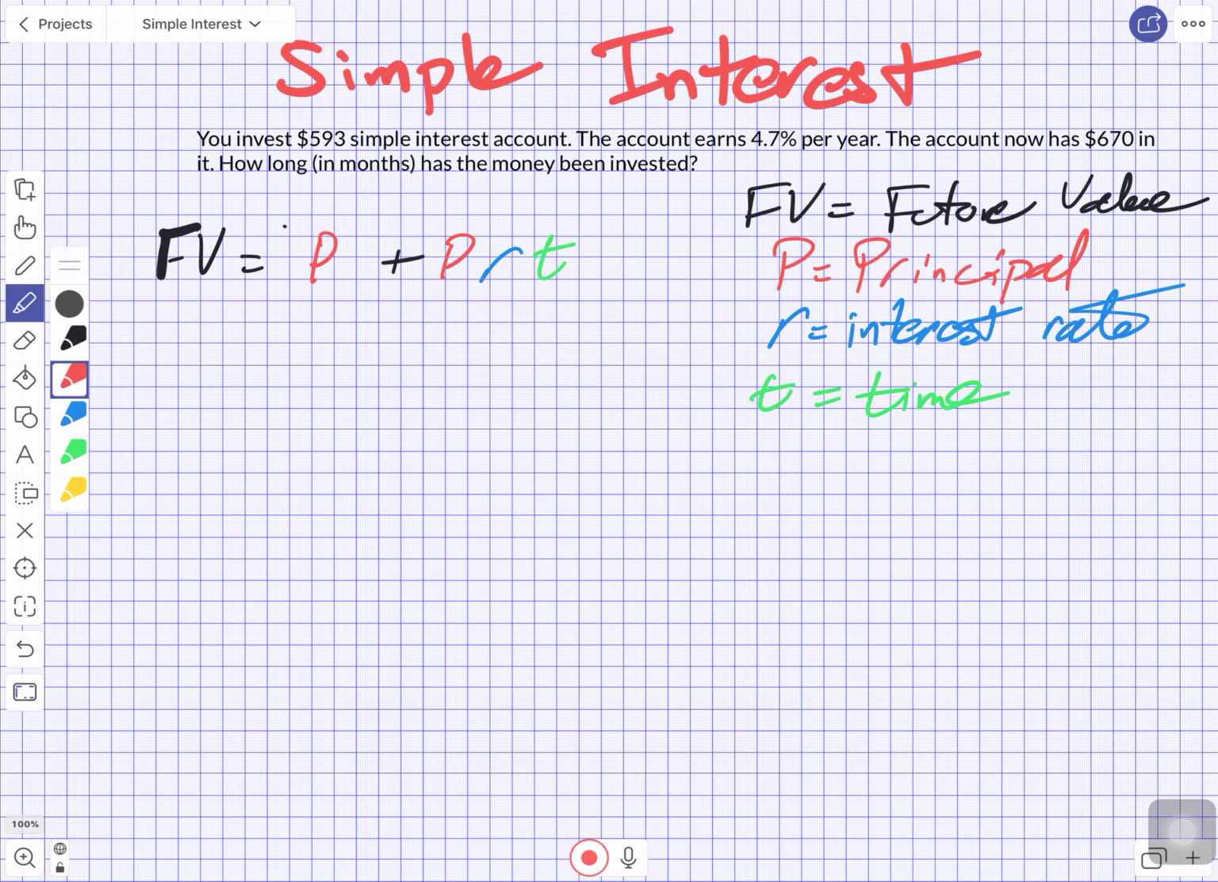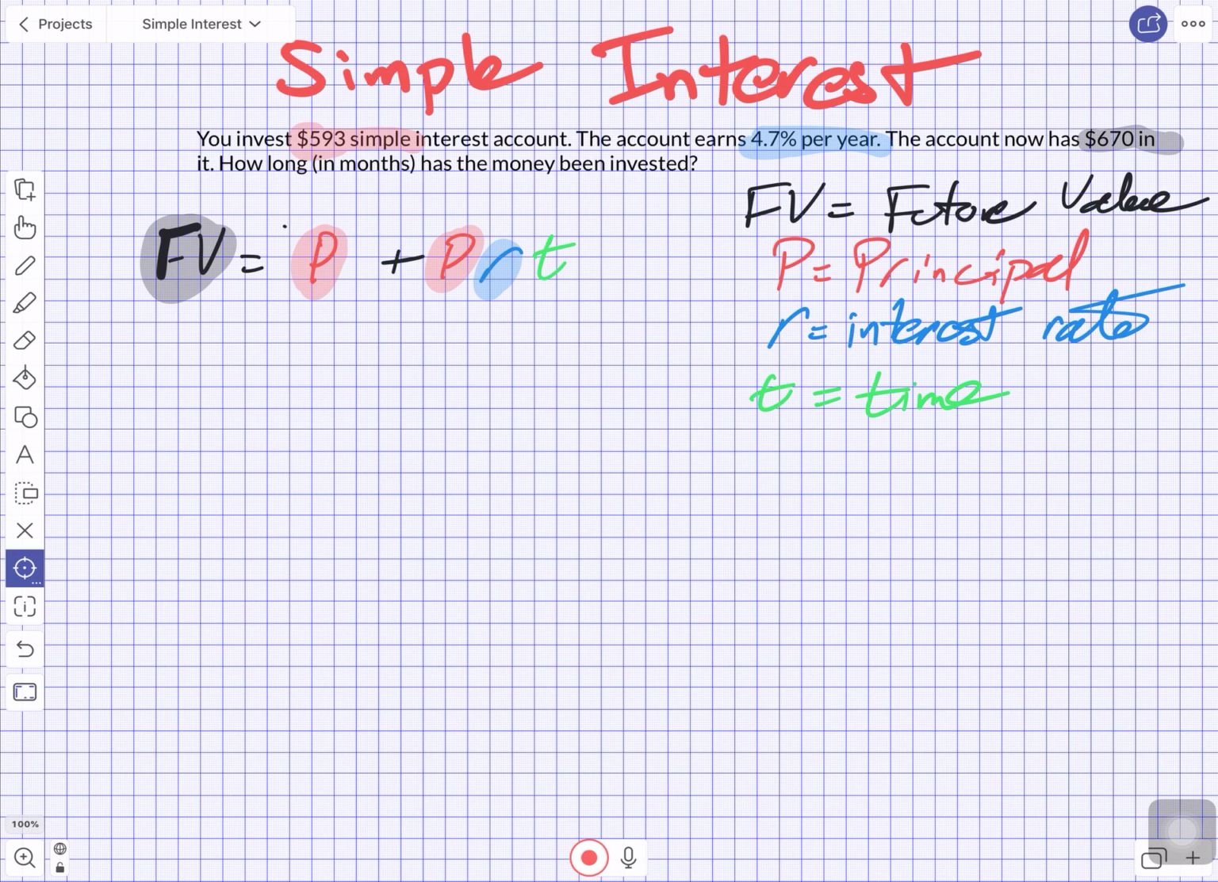The principal is the amount we start with, so that is the $593. The interest rate is 4.7% per year, so highlight that. And we actually know the future value. Remember to highlight it. It's $670. So we have the future value, we have the principal, which appears twice in our formula, and we have the interest rate. The thing we're missing is the amount of time. And it's asking how long in months the money has been invested.